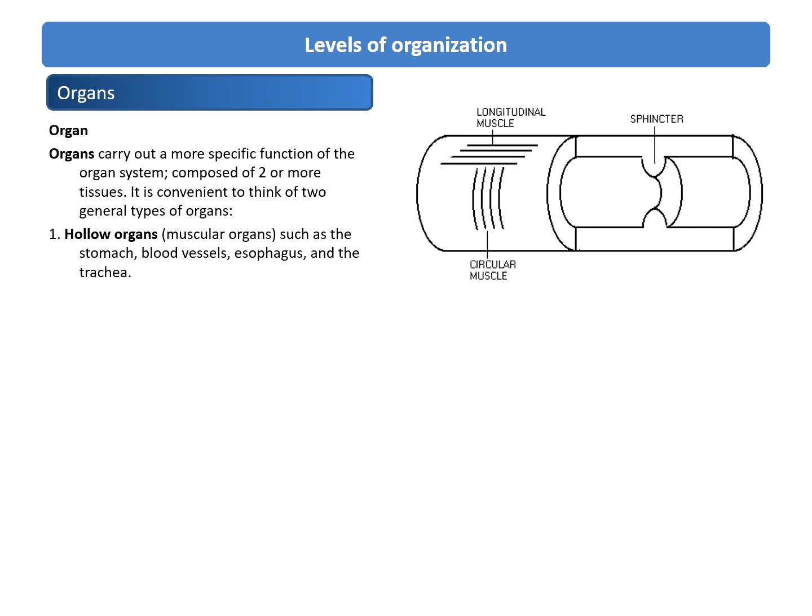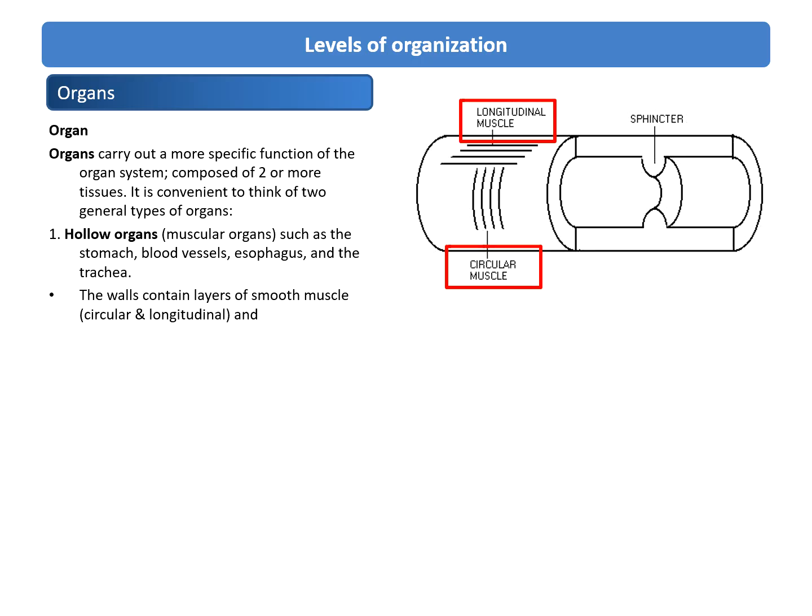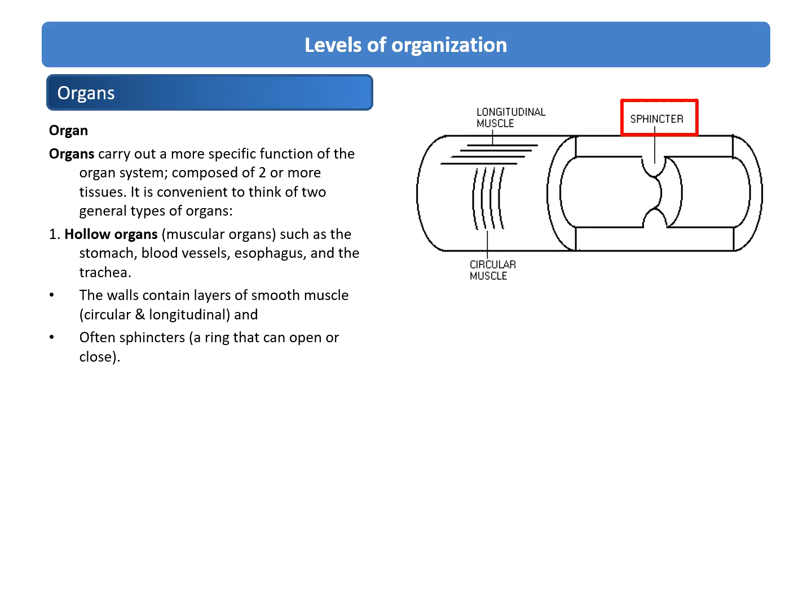Hollow organs are muscular organs, such as stomach, blood vessels, esophagus, the trachea. The walls contain layers of smooth muscle, both circular and longitudinal. They often contain sphincters. It's a ring of muscle that can open and close and act as a valve. The solid organs are the liver and kidney and other similar organs.